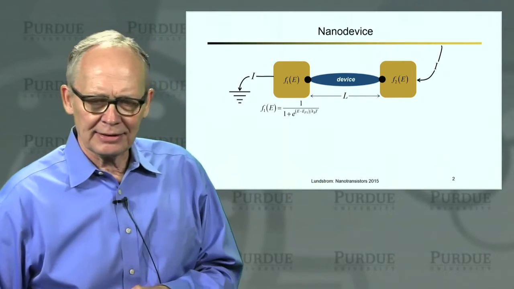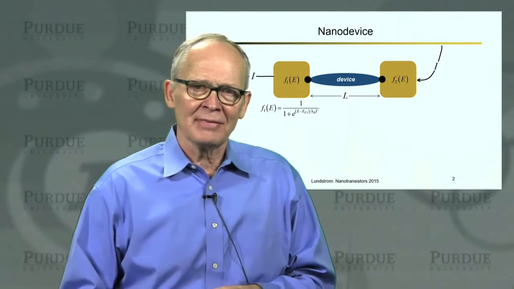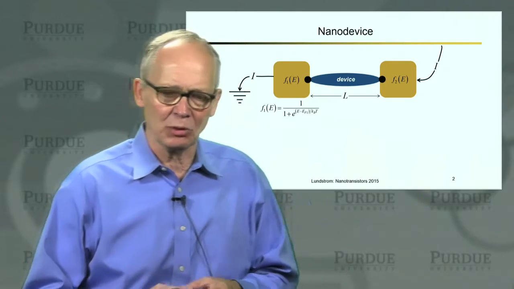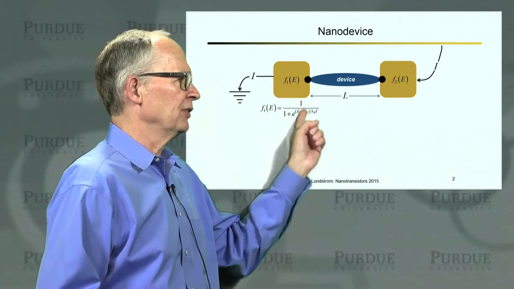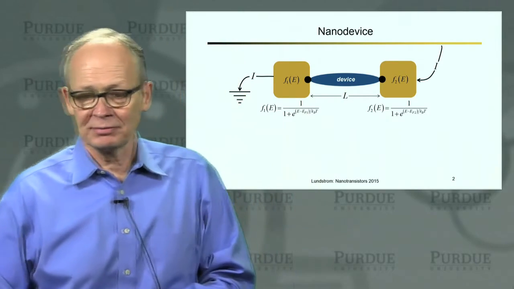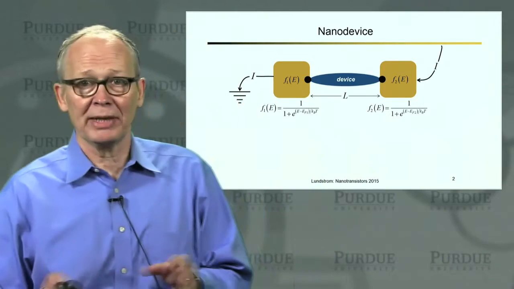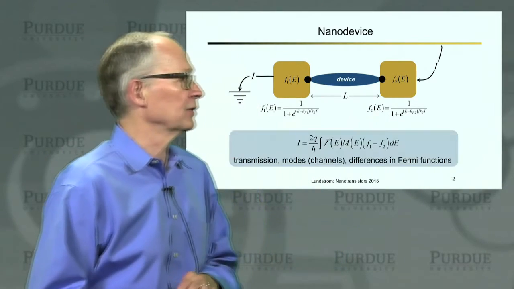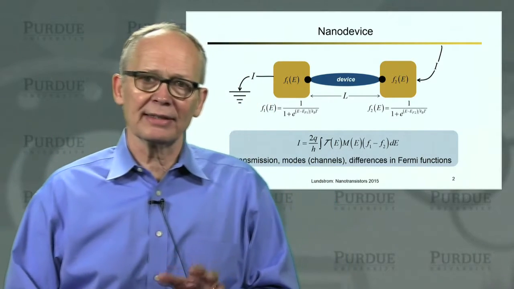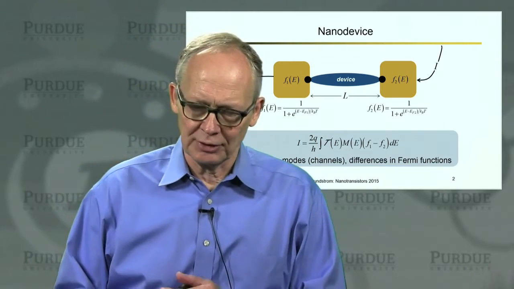The two contacts are going to be special contacts. We're going to assume that they're large. There is a lot of scattering that maintains thermodynamic equilibrium. So the population of the energy states in these contacts are given by Fermi functions. But the Fermi functions or the Fermi levels might be different because we might apply a voltage to one contact versus the other. And what we want to get familiar with in this lecture is how we describe the current flow through this nano device.